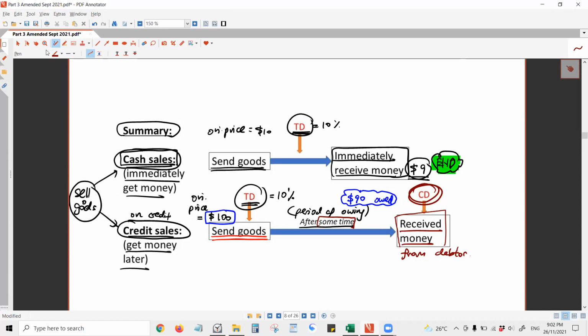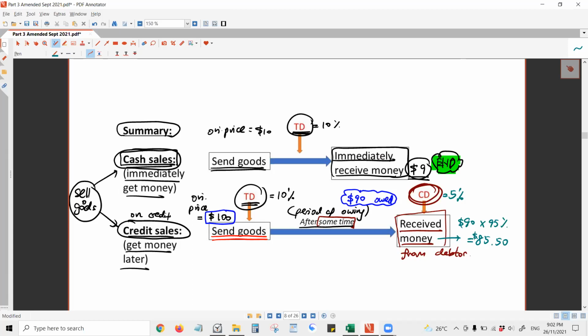So let's say cash discount is maybe 5%. How much would you receive? You have to take $90 times 95%. Shortcut, right? Agree? $90 times 95% means you deduct a further 5%. How much? $85.5. Eventually, this is the amount we receive from the credit customer.